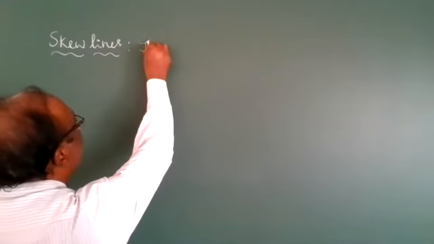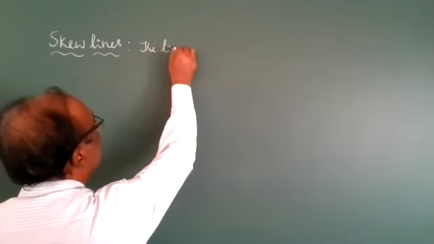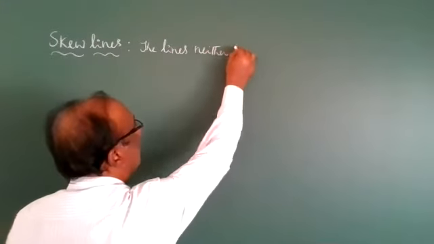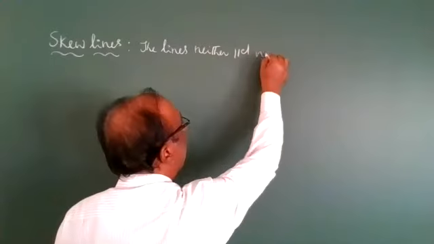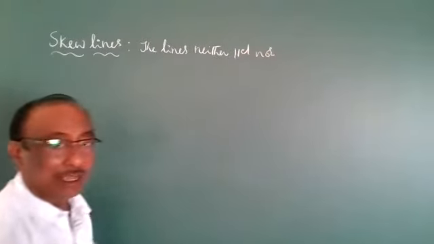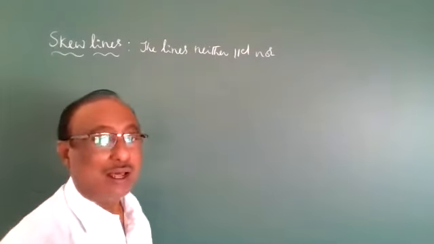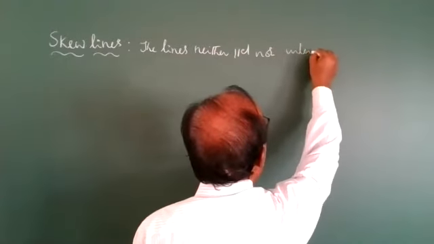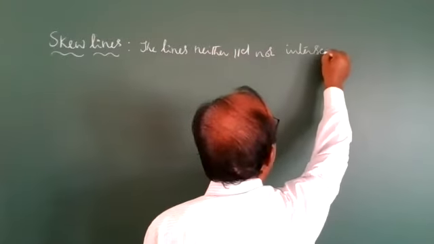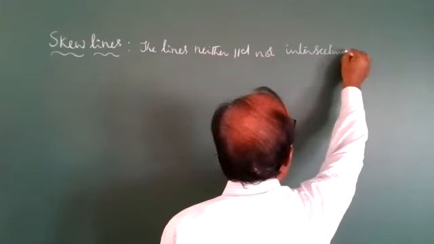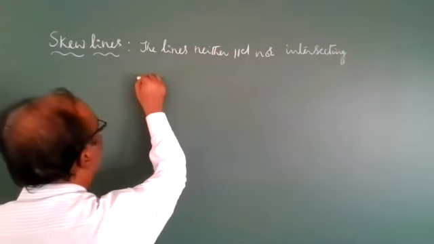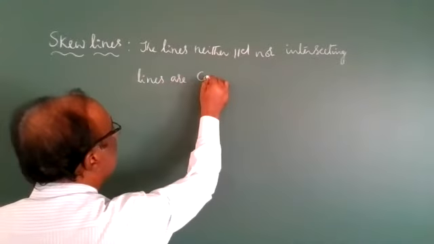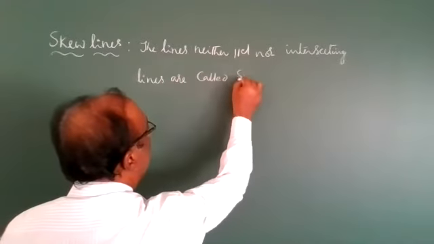The lines that are neither parallel nor perpendicular nor intersecting, that is, non-intersecting lines, are called skew lines.